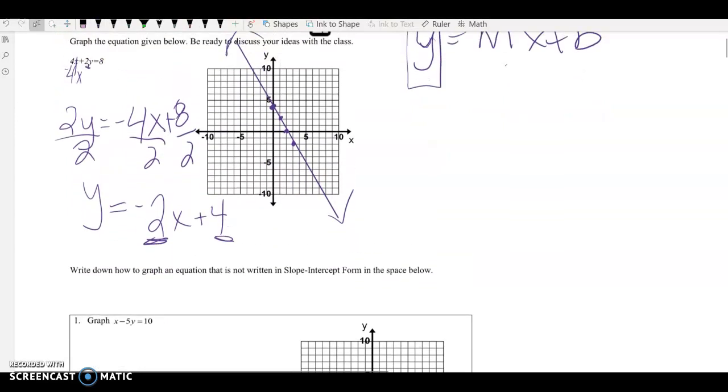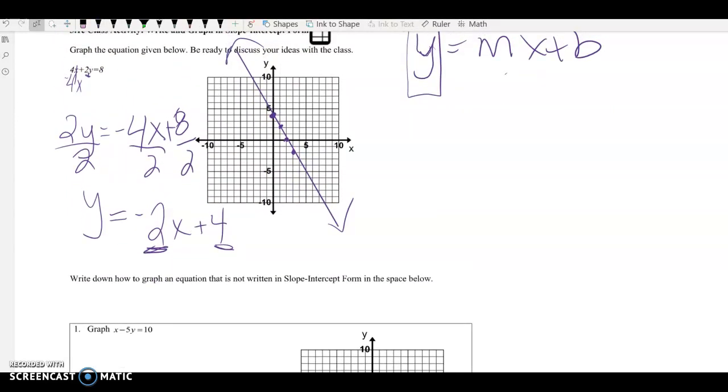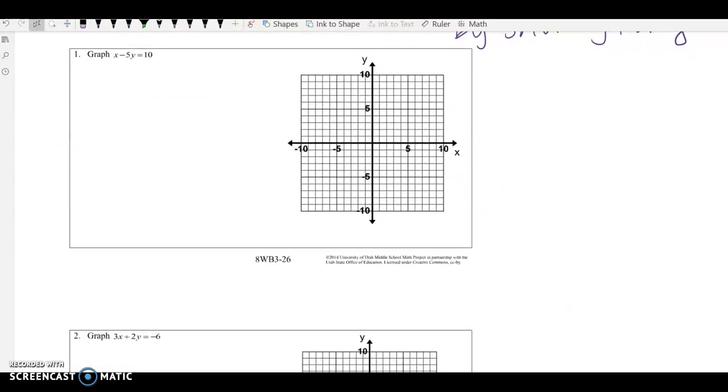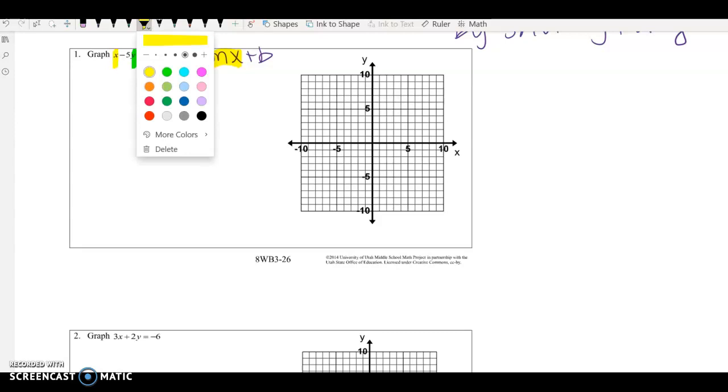Okay, so it says write down how to graph an equation that is not written in slope-intercept form in the spaces below. Well, in order to do that, you need to put it in slope-intercept form by solving for y. So number 1, okay, my goal is to do y equals mx plus b. If you're a visual person, your goal is to get the y all by itself, okay? And if you're also a visual person, I want my slope to the other side, okay, and then my b to the other side as well.